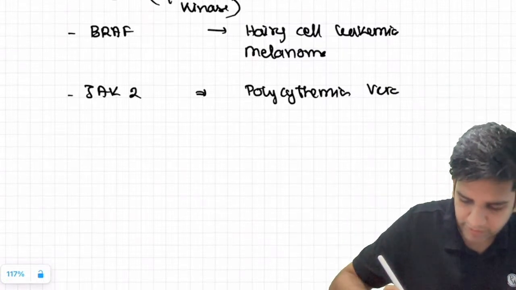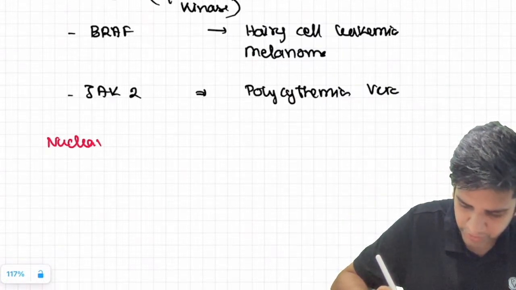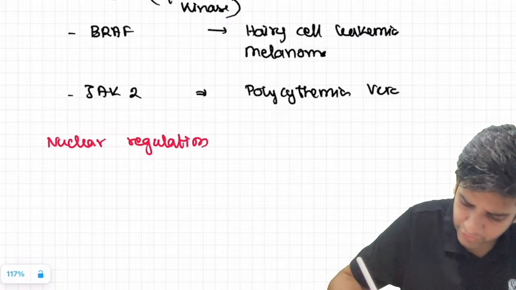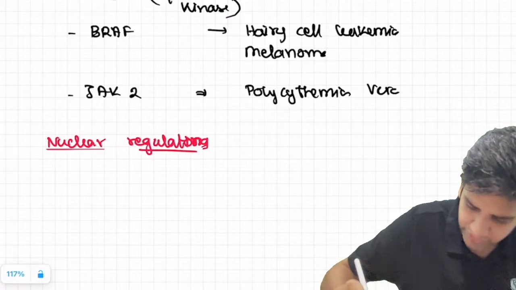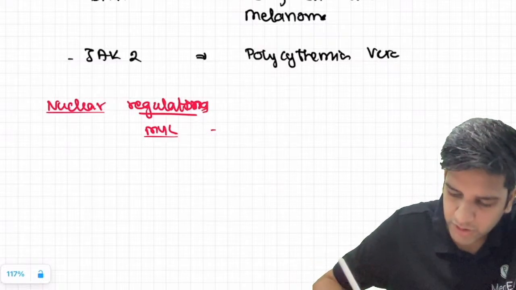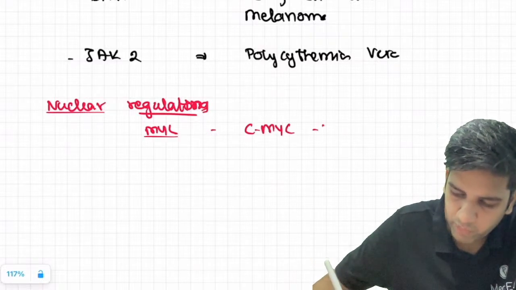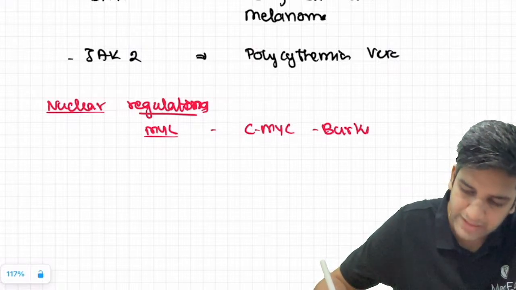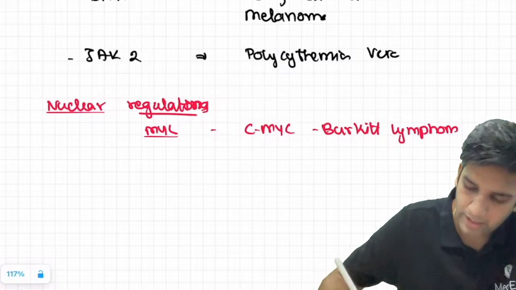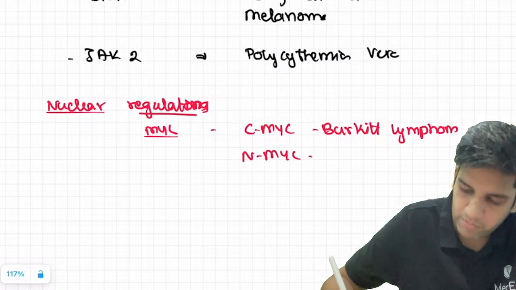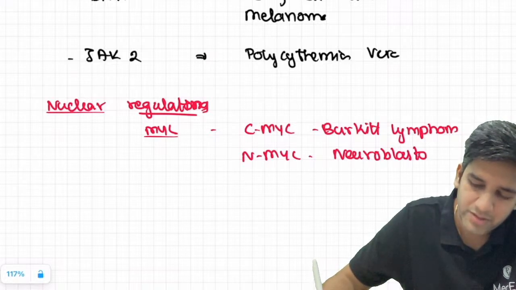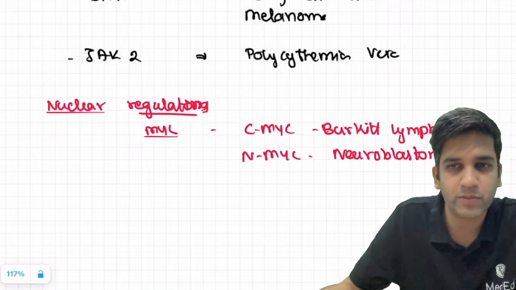The next category of proteins is nuclear regulatory proteins. One thing for us is MYC. MYC has two subtypes: CMYC, seen in Burkitt's lymphoma. We will read about how exactly it happens when we go to the Warburg effect. And NMYC, seen in neuroblastomas, not much important, because as an undergraduate you won't see patients with neuroblastoma. Fine.